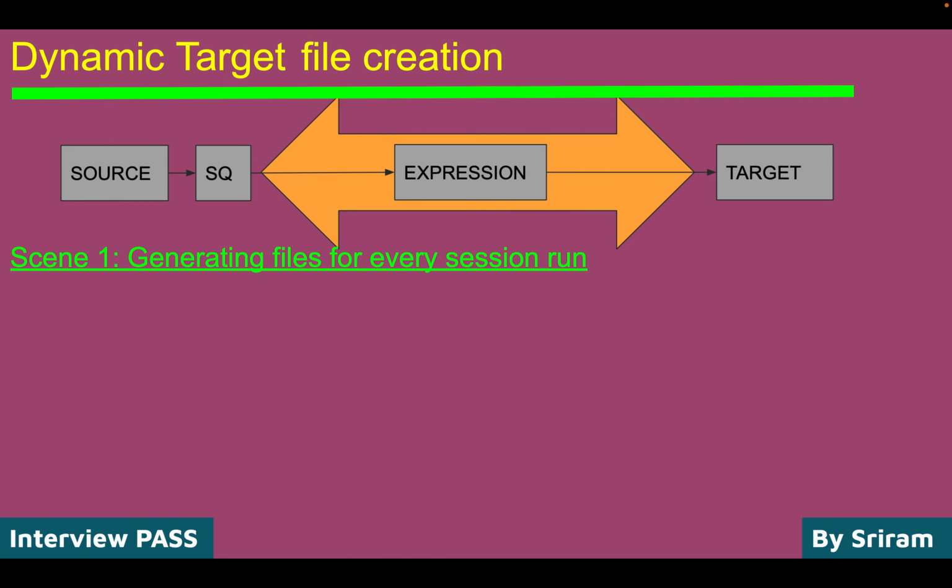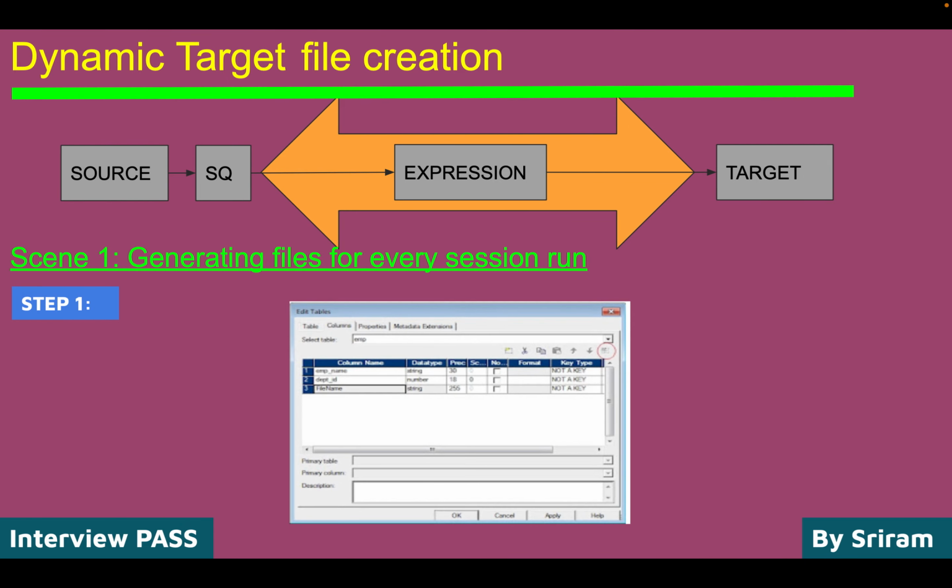I have scenario 1 here. It's asking to generate files for each and every session run. For example, if this particular session runs 3 times a day, then 3 different files are expected here. So only date based here. Before that we'll see step 1.